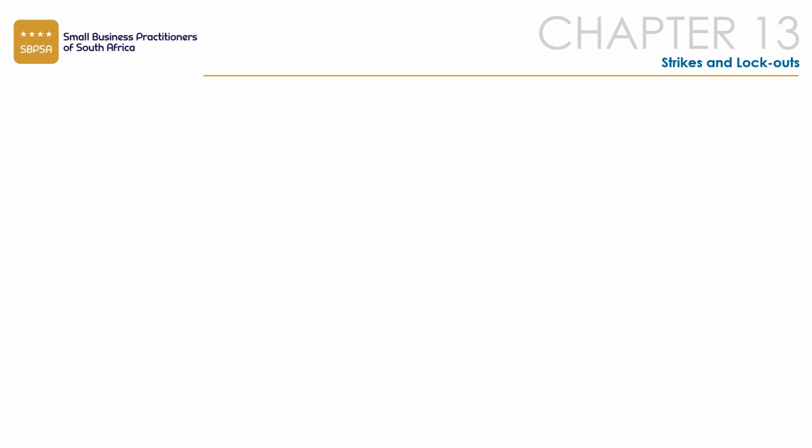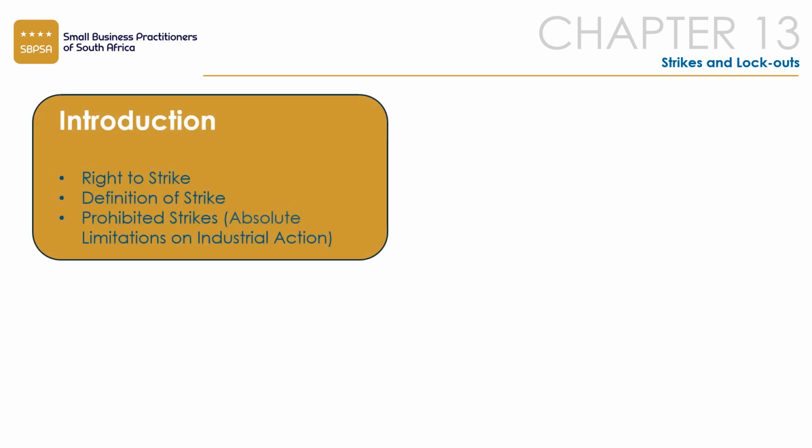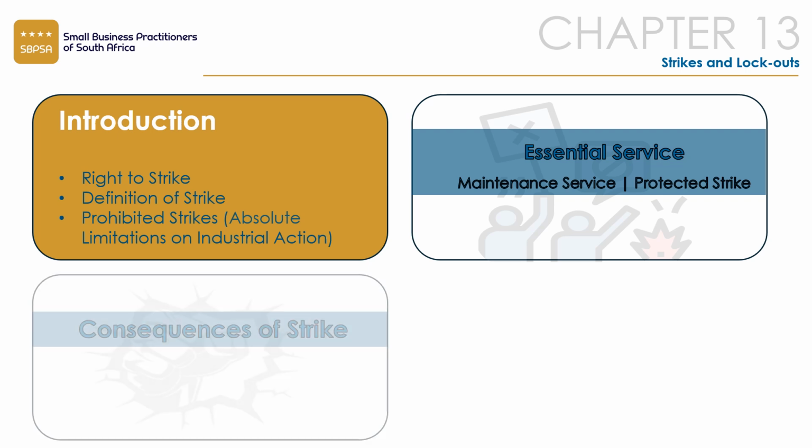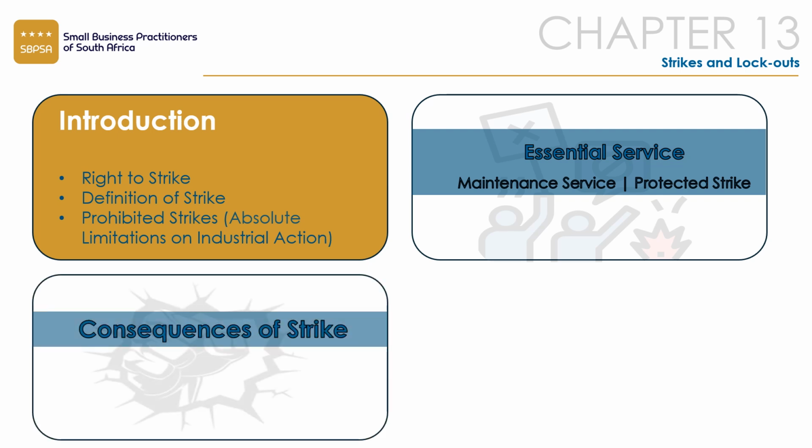What about strikes and lockouts? Chapter 13 explores that with you. We have 4 main sections to cover in this chapter. We start by introducing you to the right to strike, the definition of strike, the prohibited strikes, absolute limitations on industrial action. We then extend our understanding of strikes by exploring essential service, where we zoom into the maintenance service and protected strike. Our third section helps us explore briefly the consequences of a strike.